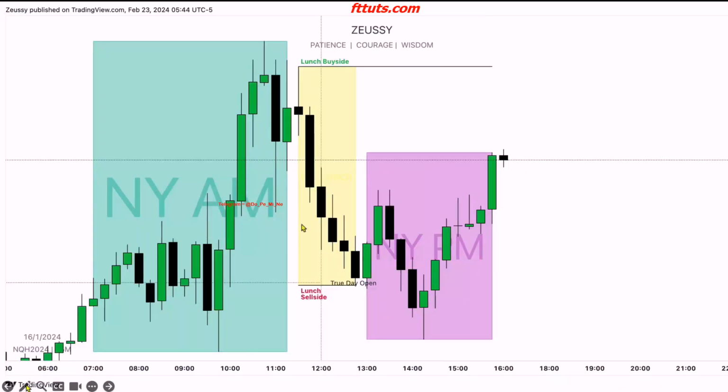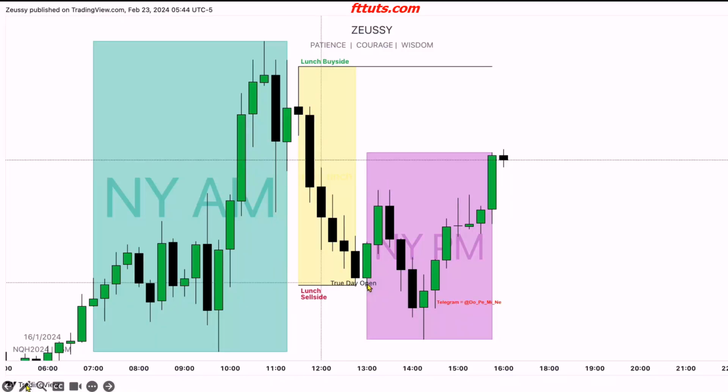So let us now take a look at another example where lunch was an expansion. What we can see here is that the lunch high was engineered above here and the lunch low was engineered below here. At 1 p.m. the market repriced higher inside of these two up close candles. Market leaves equal highs intact. You do not need to go into the lower time frames to see that these wicks are relatively equal.